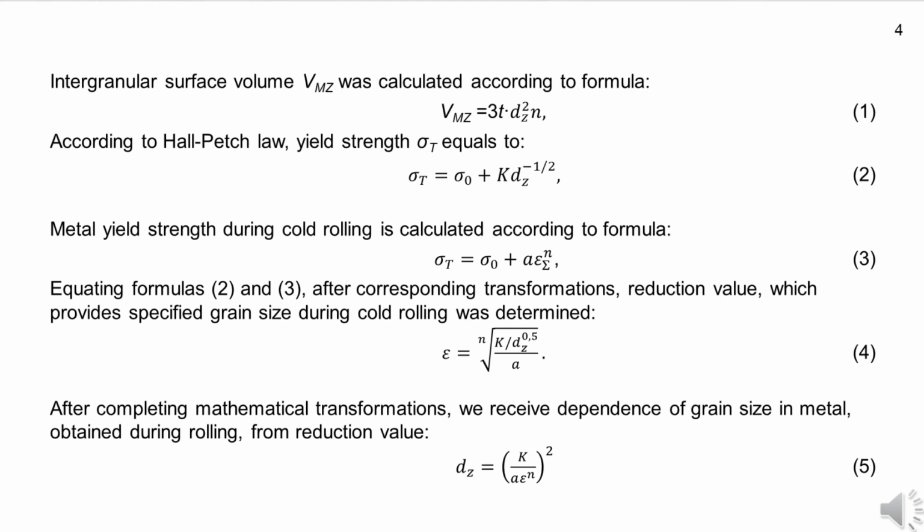Equating formulas 2 and 3, after appropriate transformations, the reduction value epsilon was determined, which provides a given grain size during cold rolling, according to formula 4. After performing mathematical transformations, we obtain formula 5 for the dependence of the grain size d in the metal after rolling on the reduction value epsilon. The proposed dependence will make it possible to control the change in grain size by the degree of reduction, which determines the prospects for controlling the strength of steel products.